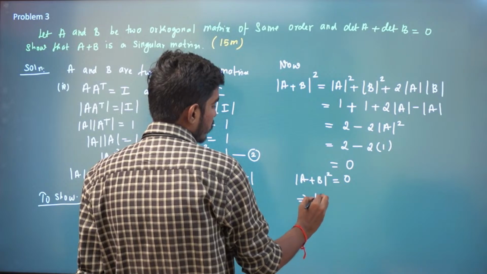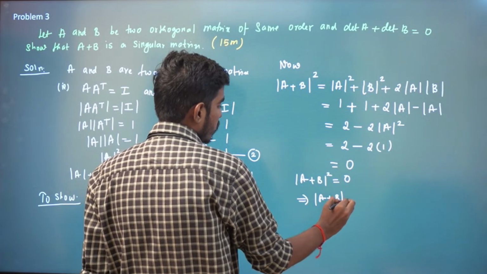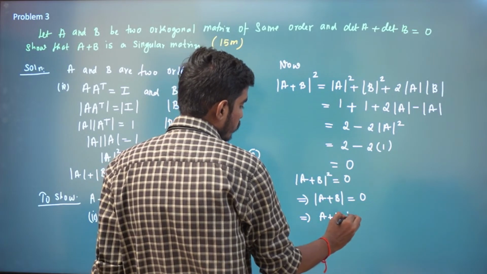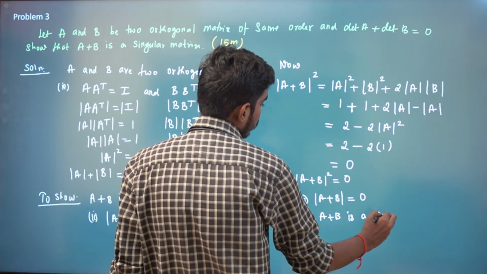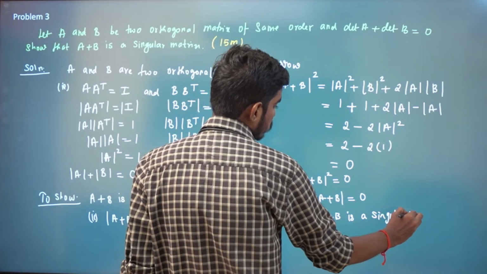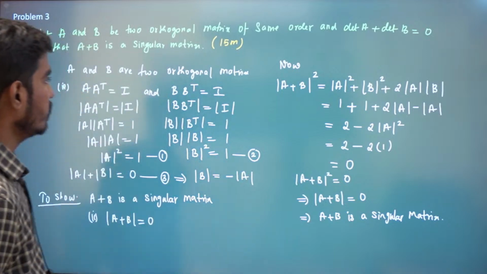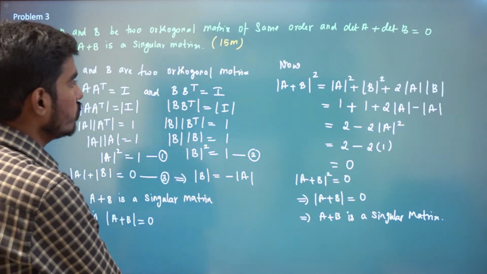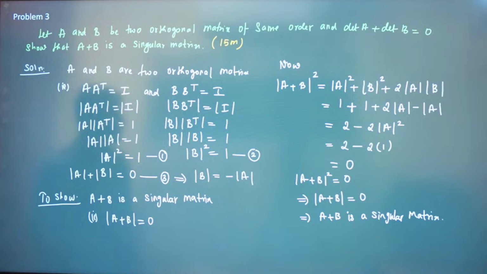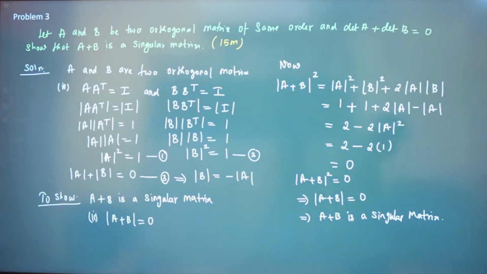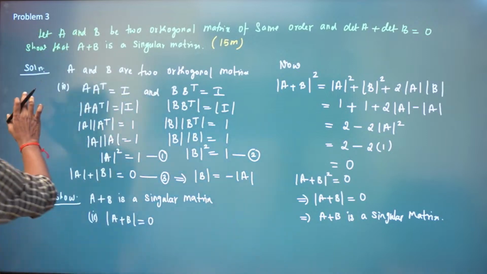That means determinant of A plus B is also 0. Determinant of A plus B is 0 means what? A plus B is a singular matrix. That's it. This carries 15 marks. A plus B is a singular matrix, right? Very simple proof. So I'm finding determinant of A plus B whole squared. If determinant of A plus B whole squared is 0, obviously determinant of A plus B has to be 0, right? Okay. We'll move on to the fourth problem.